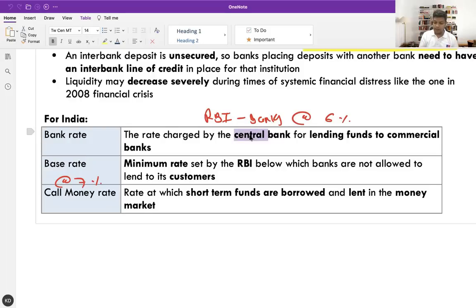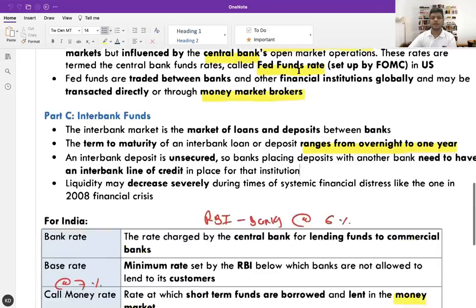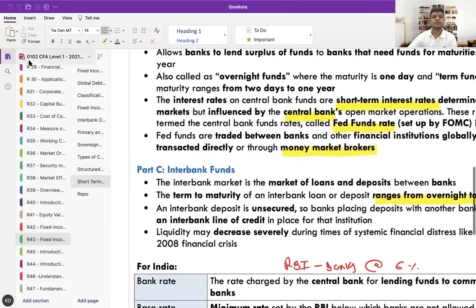And finally, you have the call money rate. It is the rate at which short-term funds are borrowed and lent in the money market. So the borrowing and lending rate in the money market, which can be between banks or corporates, is called the call money rate. It's a short-term rate which people use as a benchmark. If you want to understand the short-term interest rates, check out the call money rate. If you want to understand the minimum rate at which banks will lend to customers, that's the base rate. If you want to check the rate at which the central bank gives money to banks, that's the bank rate. Clear, everyone? Yes, sir. Yes, everyone.